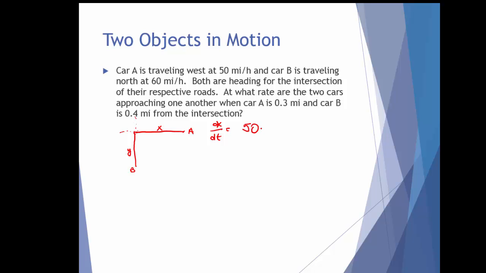We'll talk about sign in a second. So that's 50 miles per hour. Car B is traveling north at 60 miles per hour. So its change, which I have labeled as y, dy/dt, will be 60 miles per hour. But we do need to take sign into consideration. And what you have to keep an eye on is x represents a distance. Well, if car A is traveling to the west, is that distance getting larger or is that distance getting smaller? Well, it's getting smaller. So the rate at which it's changing is not 50 miles per hour, but negative 50 miles per hour.